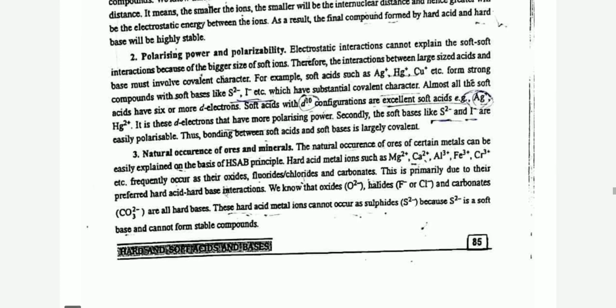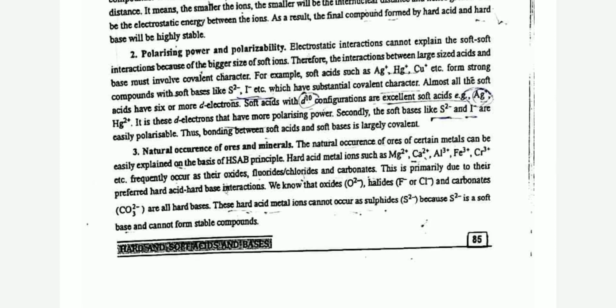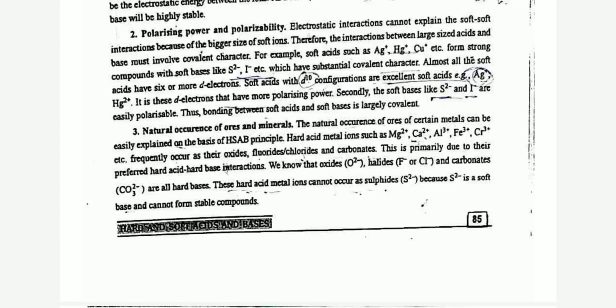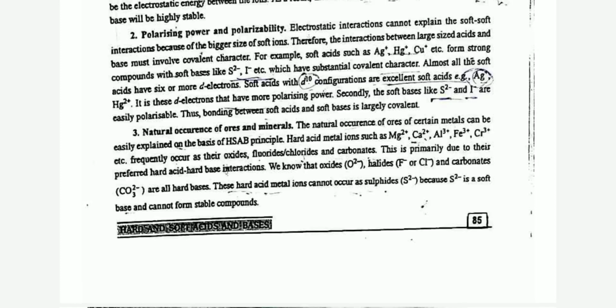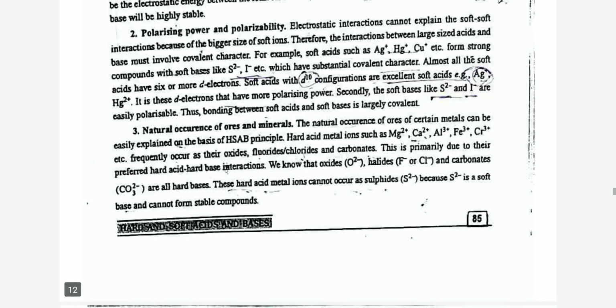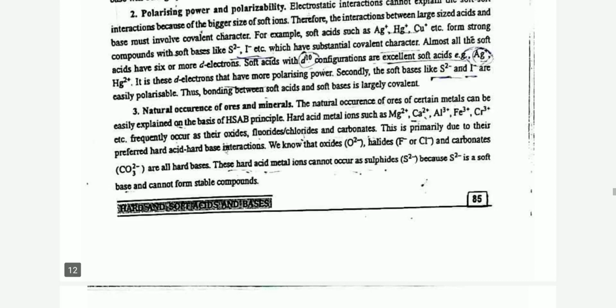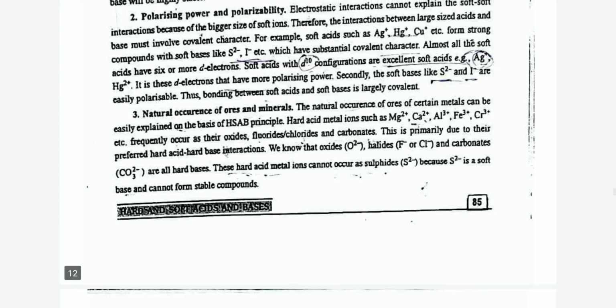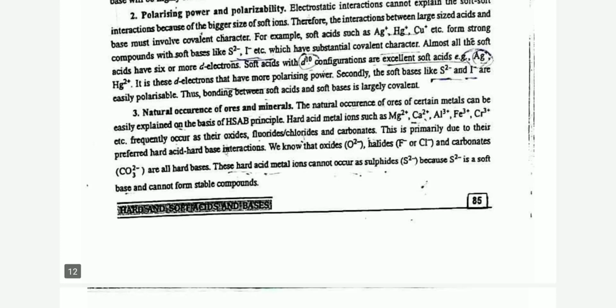Second, polarization power and polarizability. Electrostatic interactions cannot explain the soft interactions because of the bigger size of the soft ions. Therefore, the interactions between large-sized acids and bases must involve covalent character. For example, soft acids such as Ag positive, Hg positive, Cu positive, etc., form strong compounds with soft bases like S2 negative, I negative, etc., which have substantial covalent character.